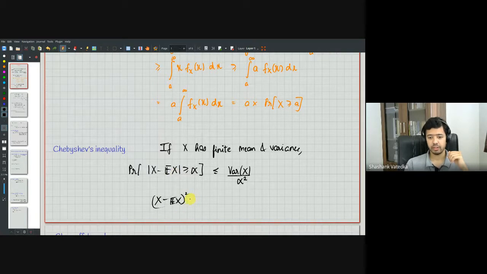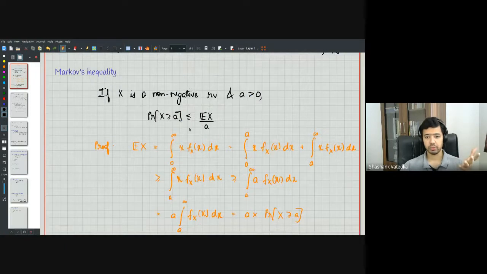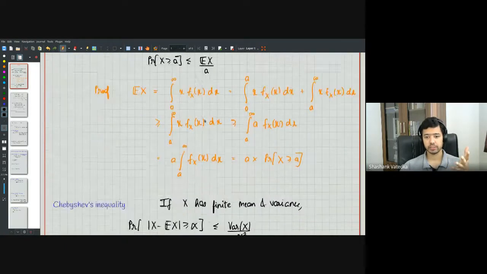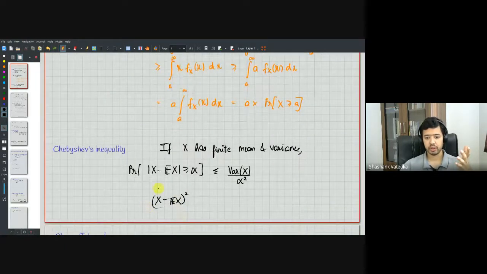So the probability that mod x minus expectation of x is greater than or equal to alpha is the same as the probability that x minus expectation of x, the whole squared, is greater than or equal to alpha square. Just applying Markov's inequality to this statement gives you the expectation of this random variable, which is equal to the variance, divided by alpha square.